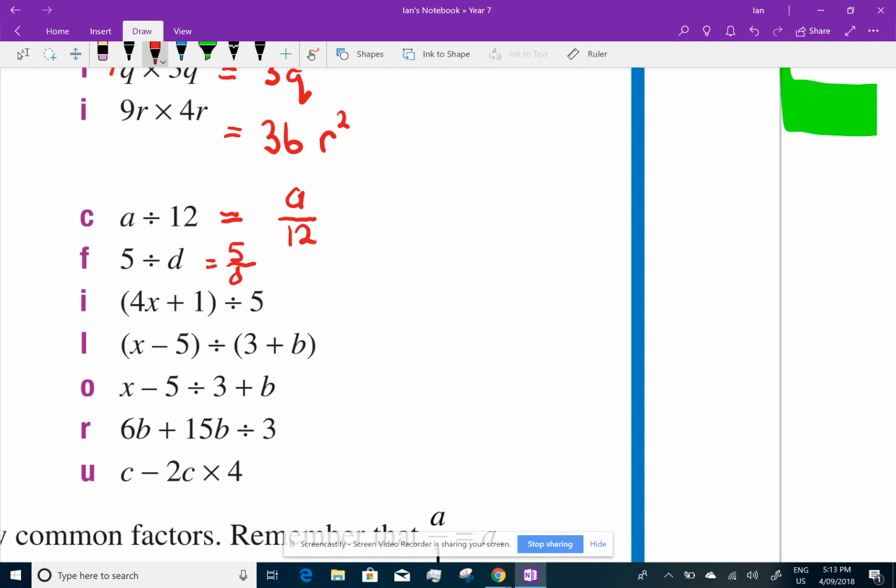Remember, the second thing goes underneath. The first thing goes on top. Here we go. Now it's all of that. Notice that they've written it in brackets or parentheses. So it's all of that goes on top. So it's 4x plus 1. You can put the parentheses in if you want, but you don't need to, all over 5.